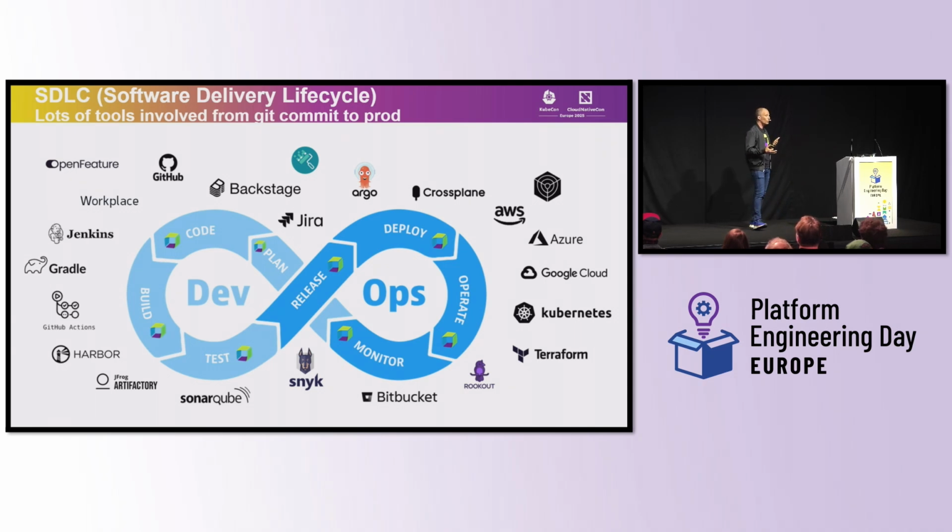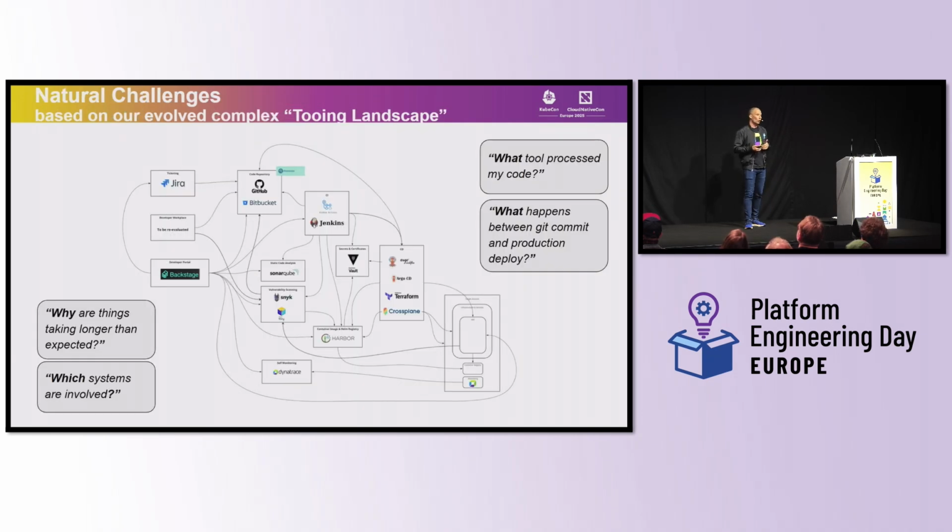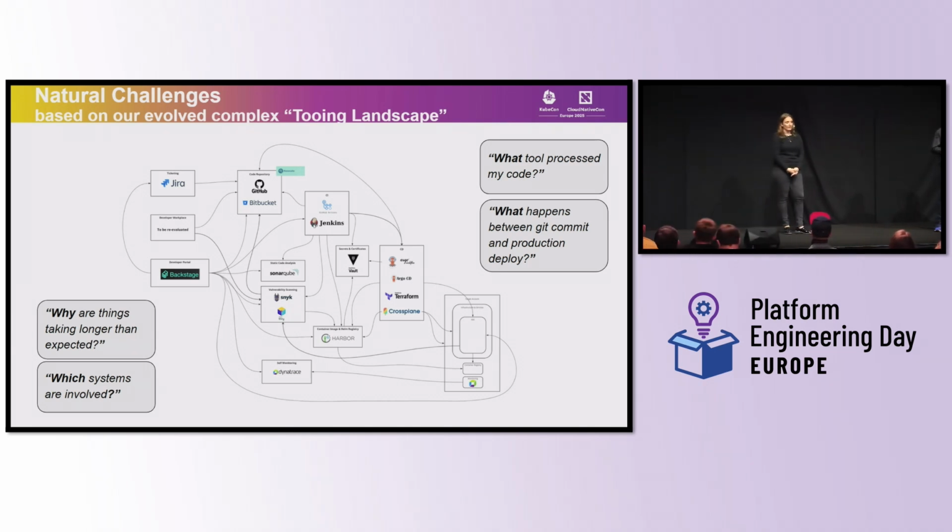Hence, we have also different tools for CI and for CD, for operating and for making sure that these systems stay healthy. I assume some of these tools, these logos, will look familiar to you. Lots of tools involved from Git commit to prod. There's also a lot of challenges along the way, and I'm pretty sure these are also challenges that you have, right? Our developers are asking us, why are things taking longer than expected?